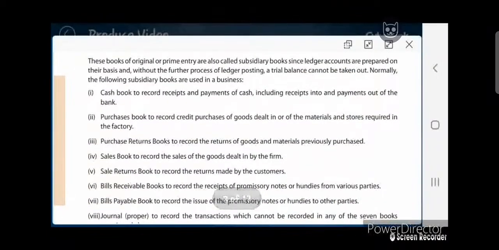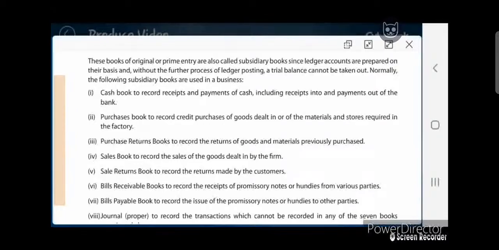The books of original or prime entry are also called subsidiary books, since ledger accounts are prepared on their basis. Without the further process of ledger posting, a trial balance cannot be taken out. You cannot take the trial balance out.